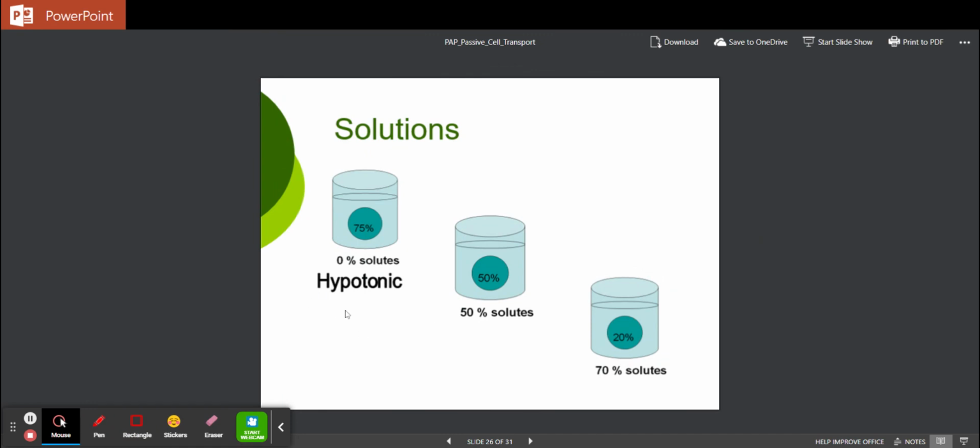All right, so these are some example solutions. This is hypotonic, isotonic, and hypertonic. I already explained why. Lower solute, same solute, and higher solute. Remember, this is solute, not water. You can look at it either way, but I find solute easier to explain.